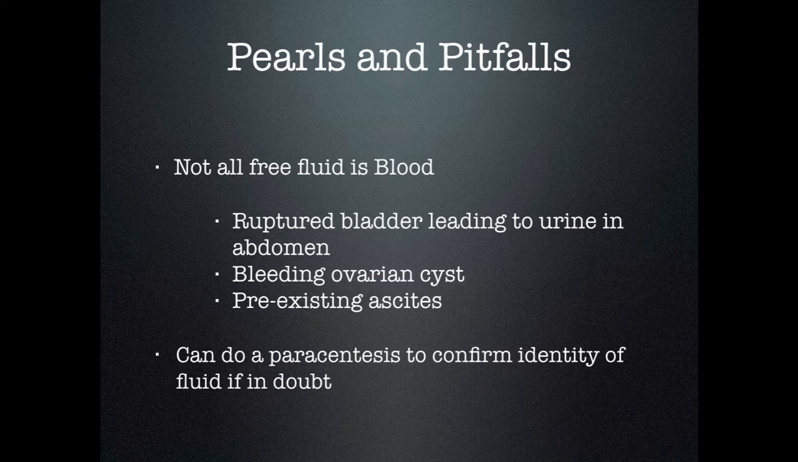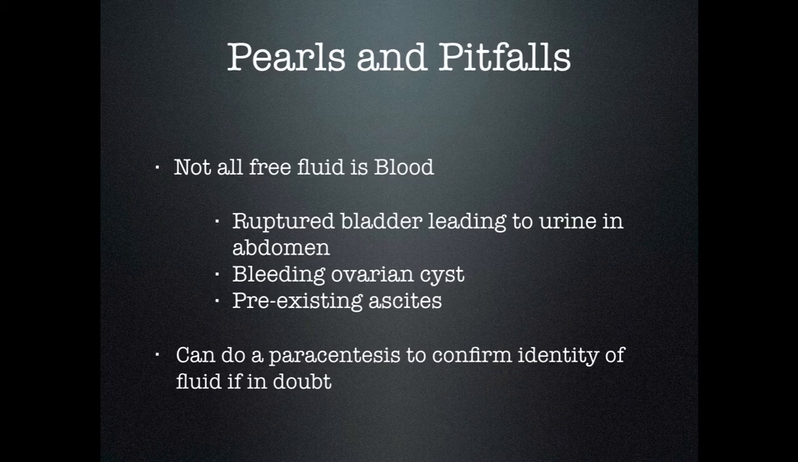So, a few pearls and pitfalls. Not all free fluid is blood. All fluid looks the same on ultrasound. Fluid is black or hypoechoic. We assume in the trauma patient that fluid is blood, but it may be a ruptured bladder and urine in the abdomen. It could be a bleeding ovarian cyst. Again, that's blood, but the blood's not coming from the trauma. It could be pre-existing ascites.